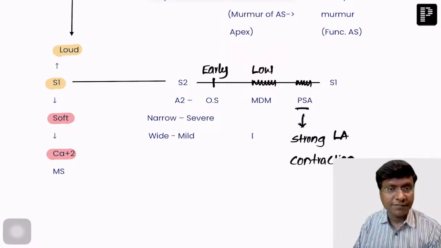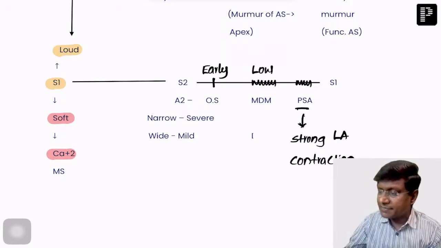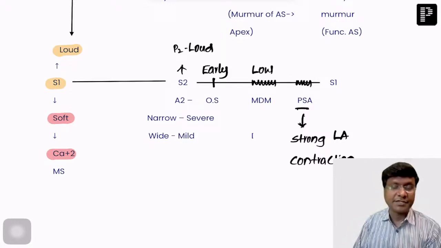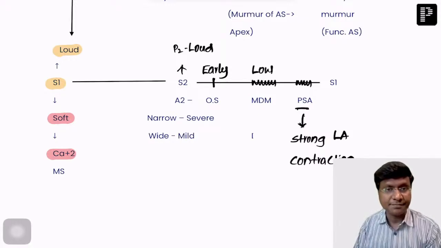Then you can have soft S1 if it is a calcified mitral stenosis. And in S2, what is it that we have discussed? We have discussed that the P2 will be loud. And why is the P2 loud in patients with mitral stenosis? That is due to pulmonary hypertension, right?